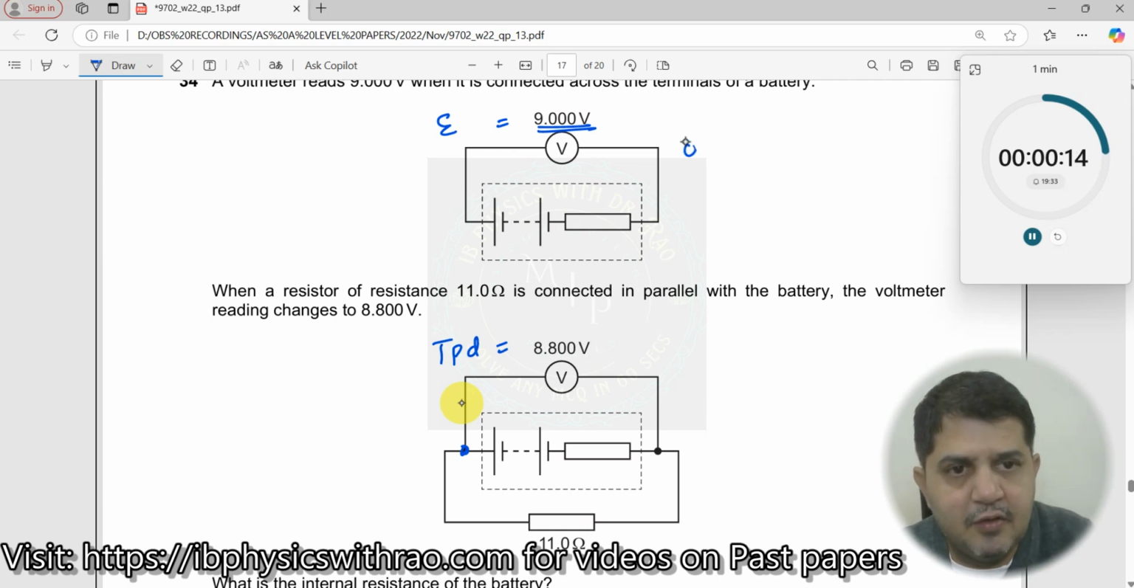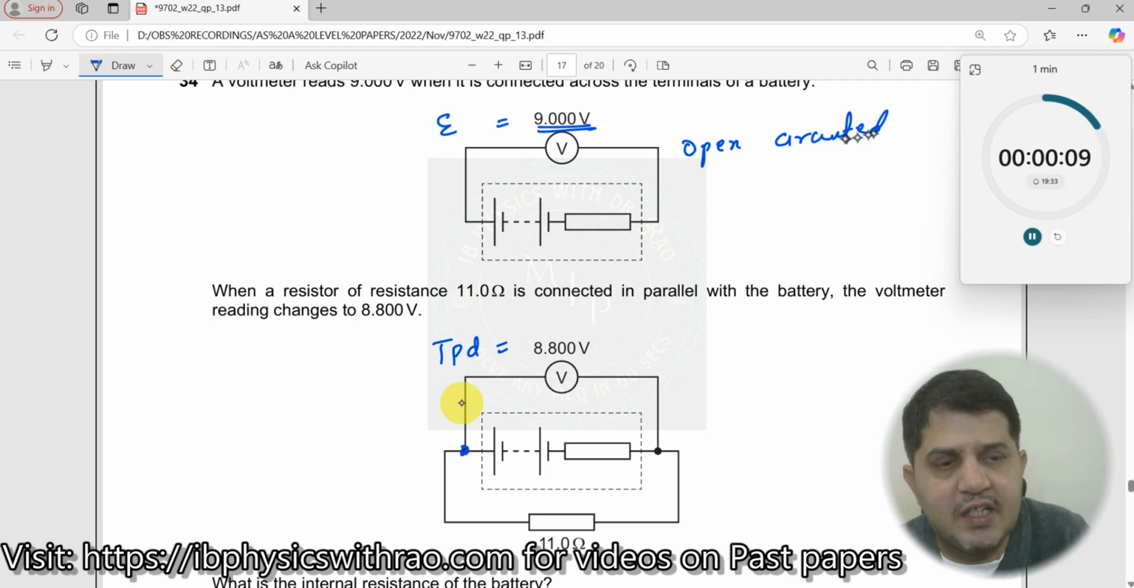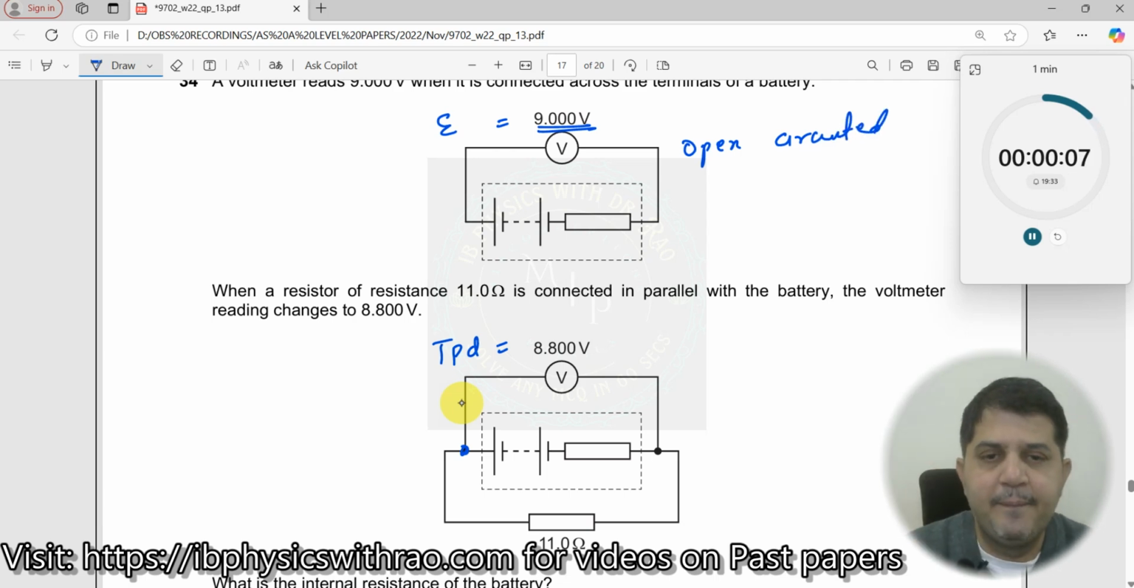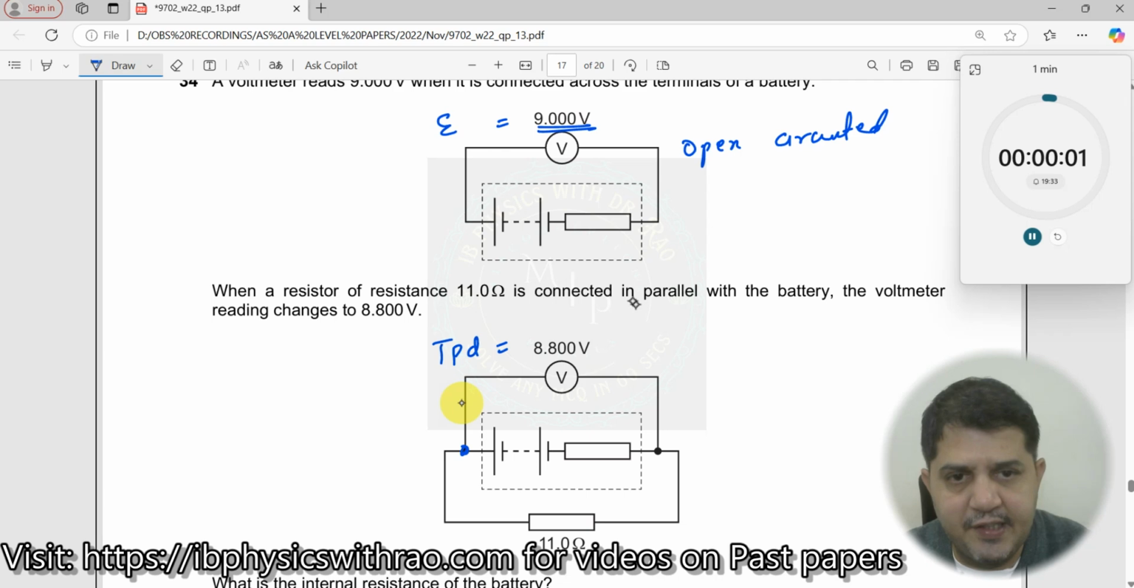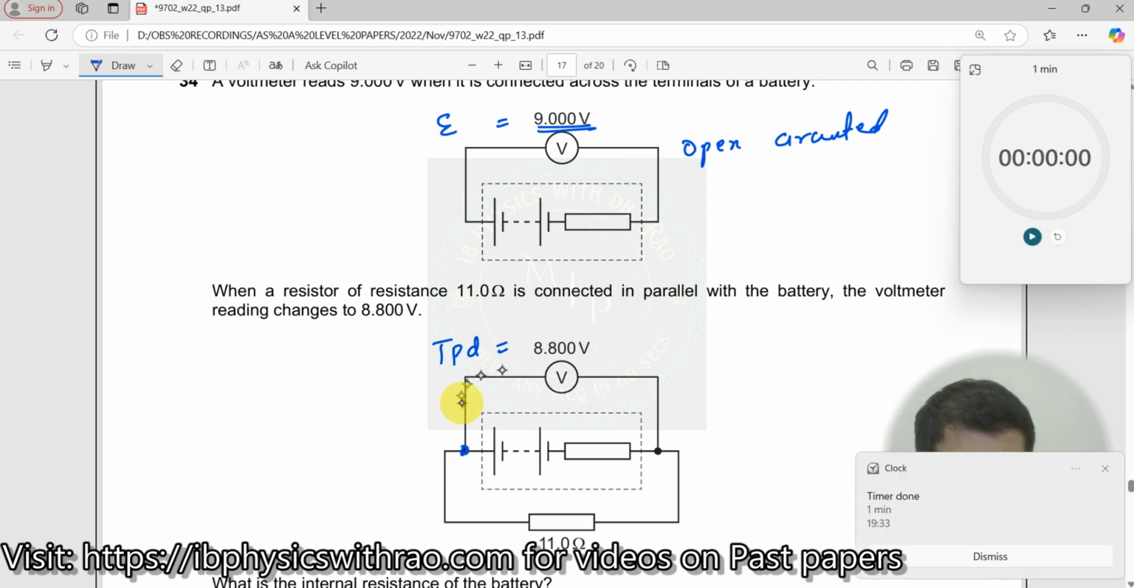Now, this is your open circuited condition. In an open circuited condition, that means when you have just a battery, the EMF of the battery is equal to the value that has been specified. It's an open circuited condition. Now we have these values.